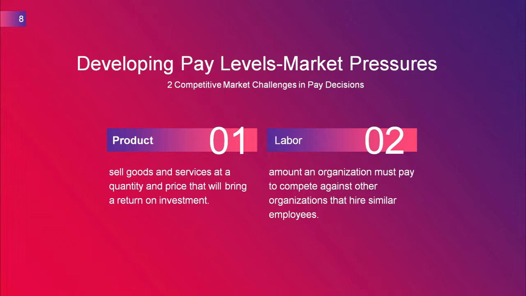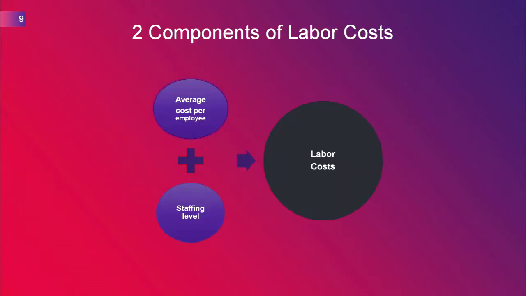First, product: selling goods and services at a quantity and price that will bring a return on investment. And then labor. Labor cost is the amount an organization must pay to compete against other organizations that hire similar employees. There are two components of labor cost. First, average cost per employee, and then staffing level.